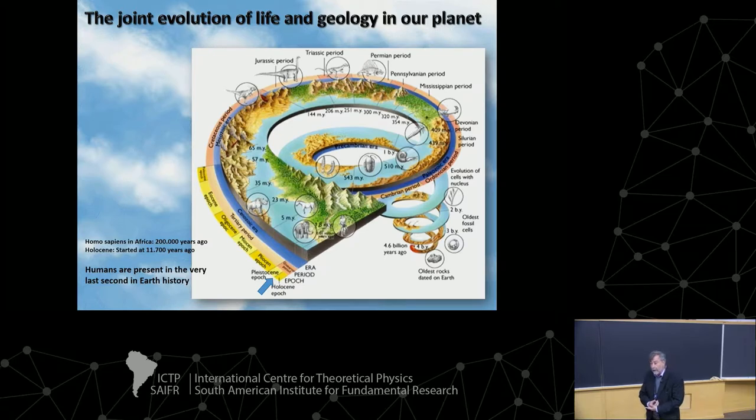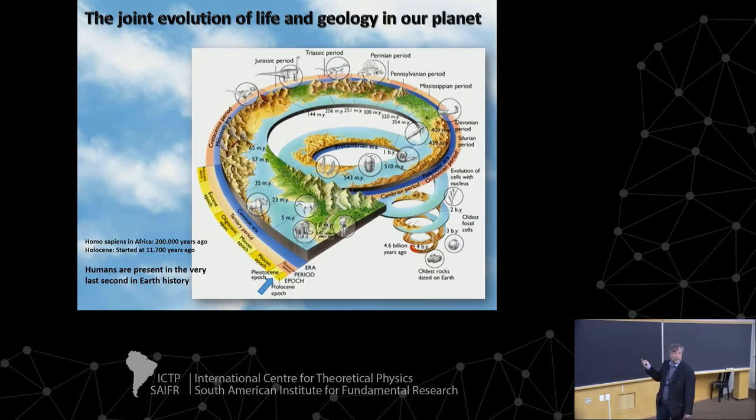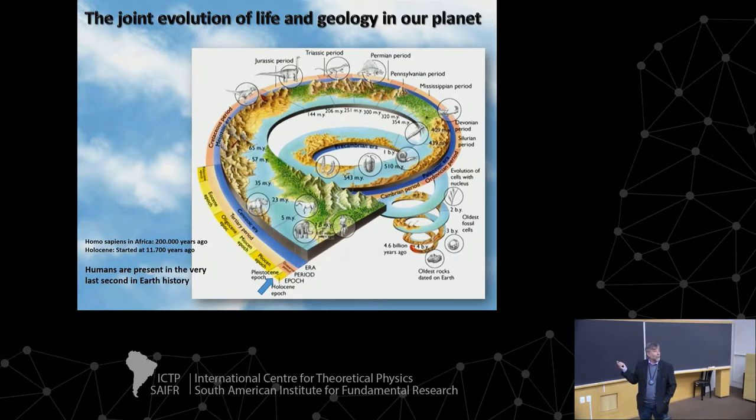So if you're going to start discussing the history of climate change, we have to start from the beginning. And the beginning was 4.6 billion years ago, when our planet was formed. Then it evolved geologically, of course in a nonlinear way, as you all know. 3.8 billion years ago, life showed up. And then life and geology came together in a long evolution.